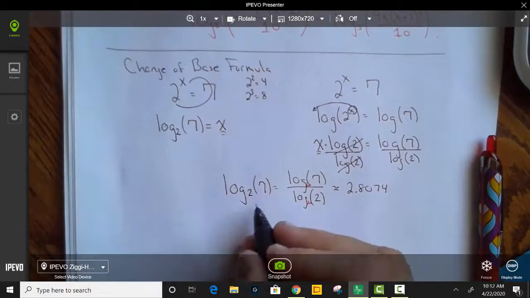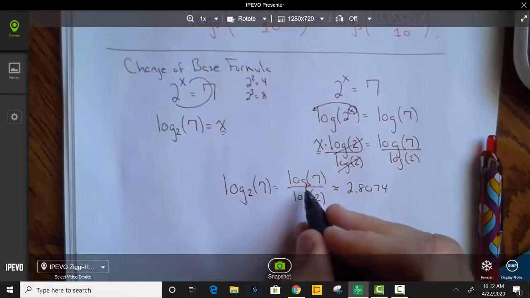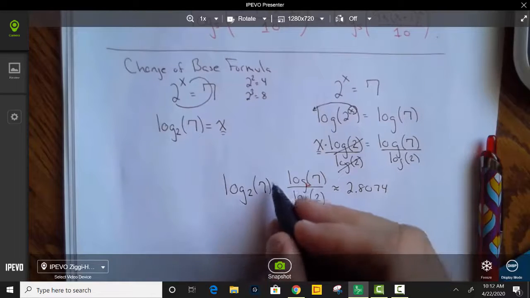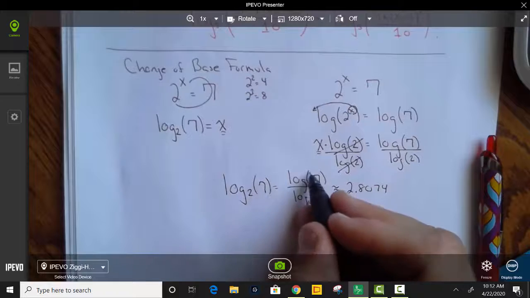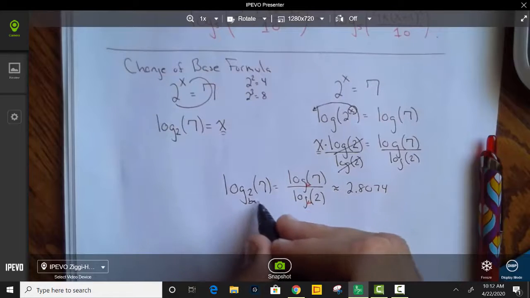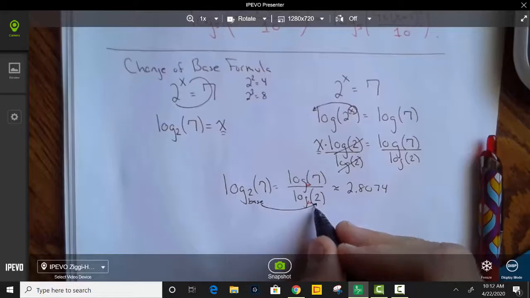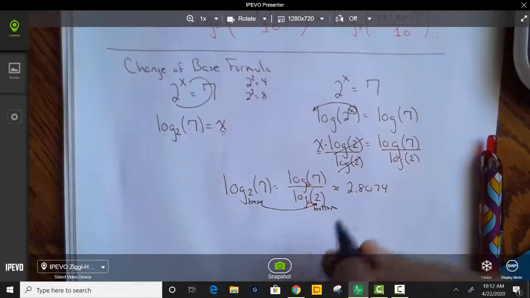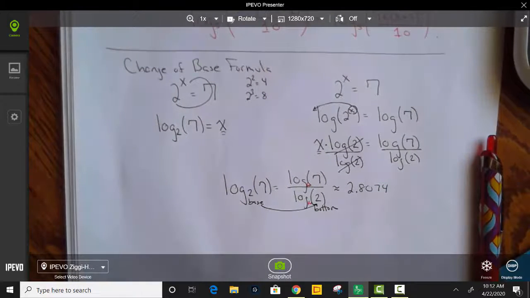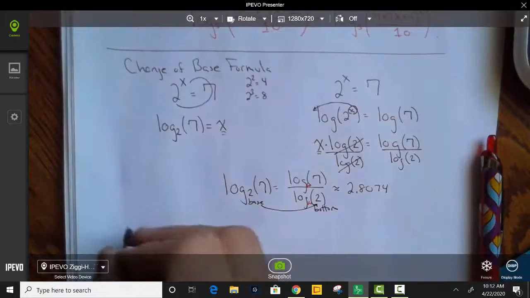So with the change of base property, notice here, the base is 10, what's inside the original logarithm is on top, and the base is on the bottom. That's about the best way to remember it: whatever the base is goes on the bottom.